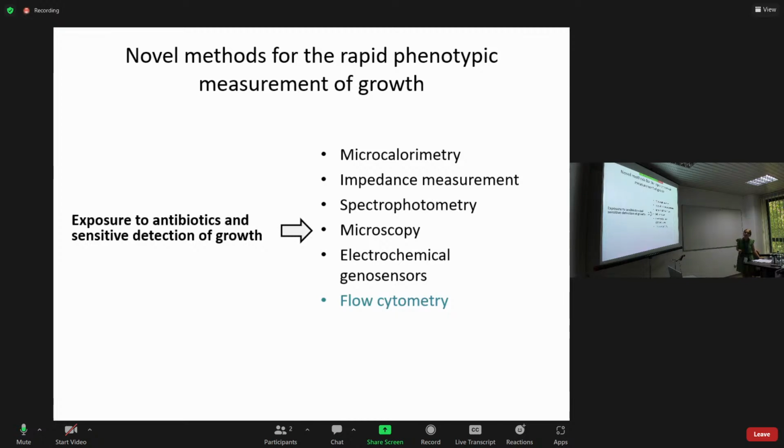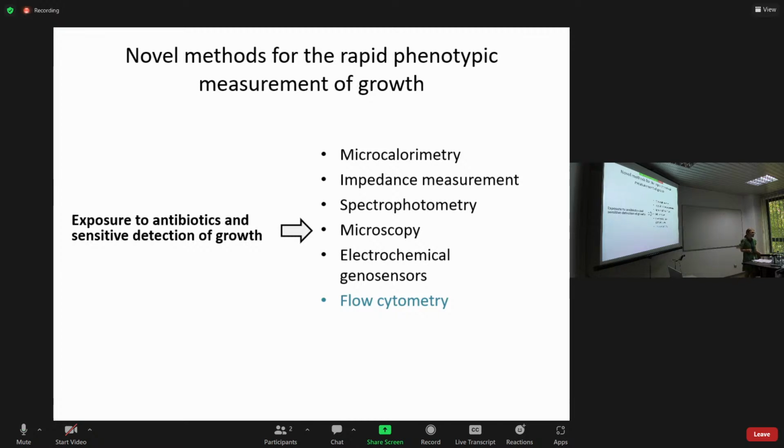And there are a lot of novel methods for the rapid phenotypic measurement of growth. So, rapid phenotypic measurement of growth, because we are interested to see the real-time response of the bacterial population to a certain antibiotic. And I will refer to flow cytometry.